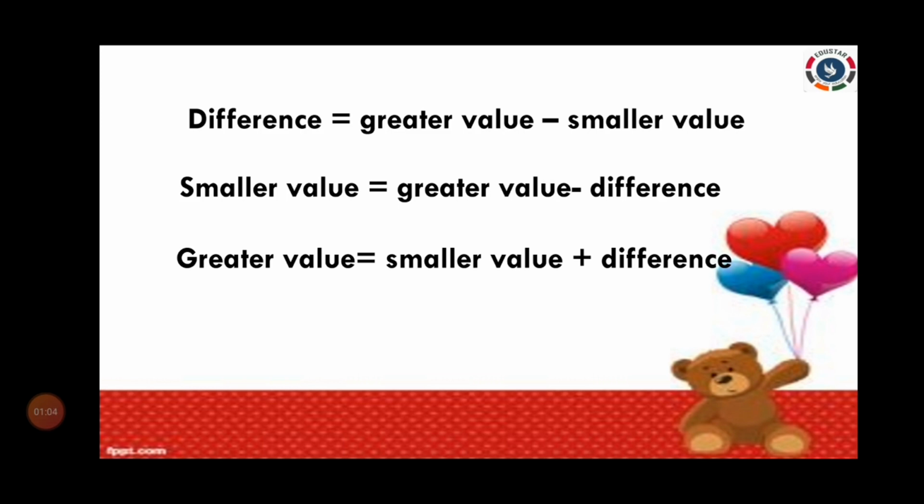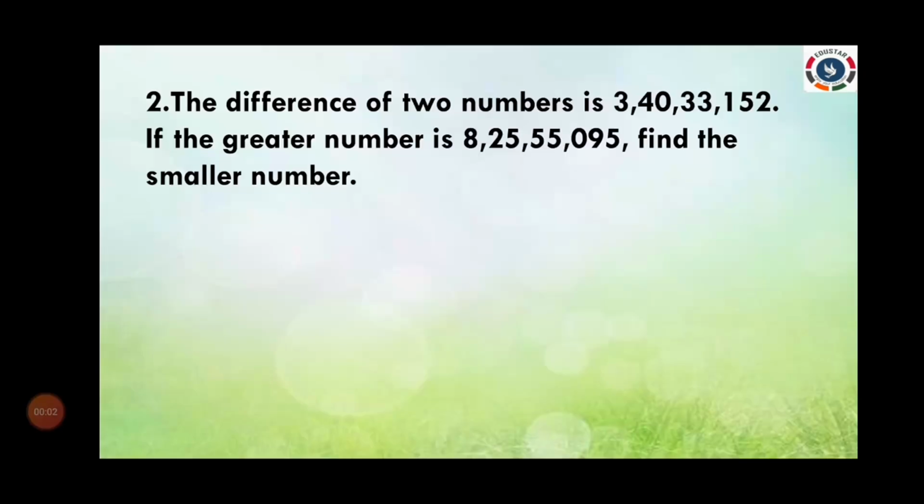Okay, let's see the next example, number 2. The difference of two numbers is 3 crore 40 lakh 33,152. If the greater number is 8 crore 25 lakh 55,095, find the smaller number. Already I told that we know the value of the difference and the greater number, but we don't know the smaller number. I already taught those 3 formulas. Use that formula to find the answer.